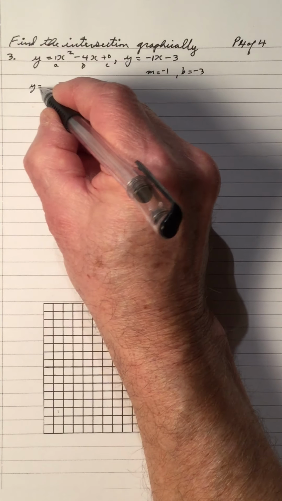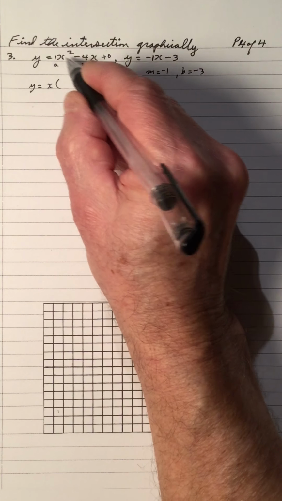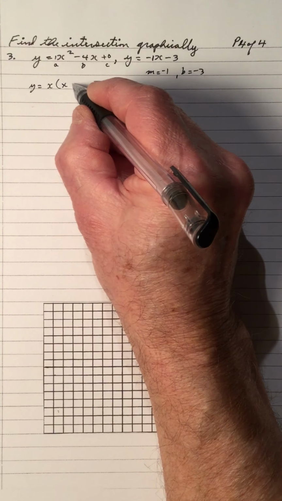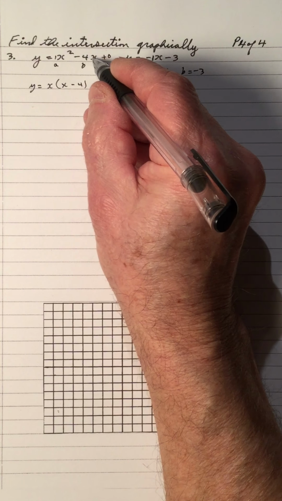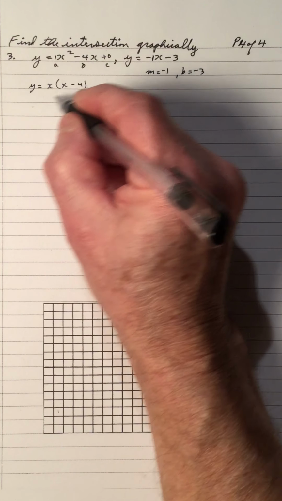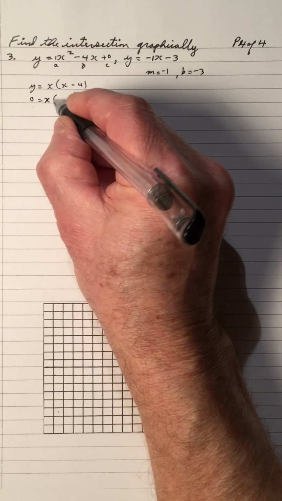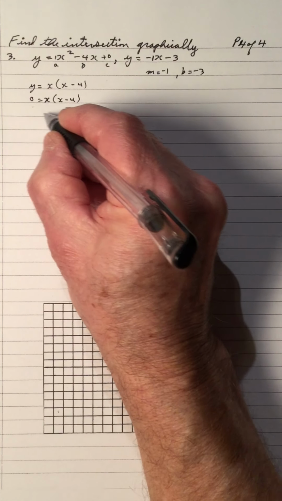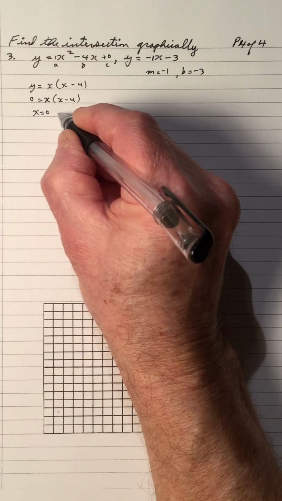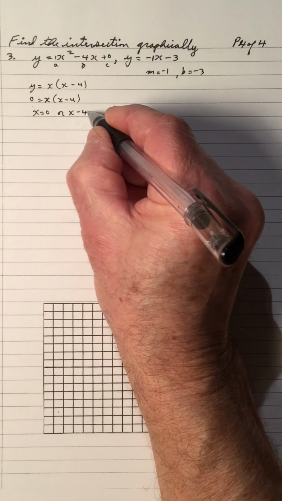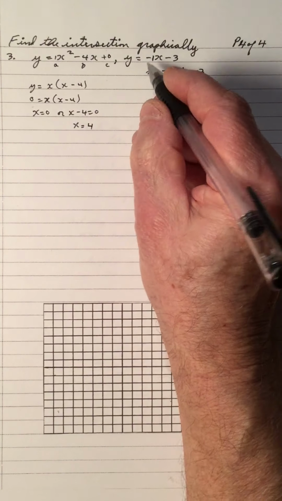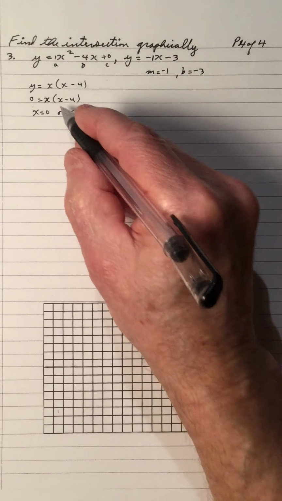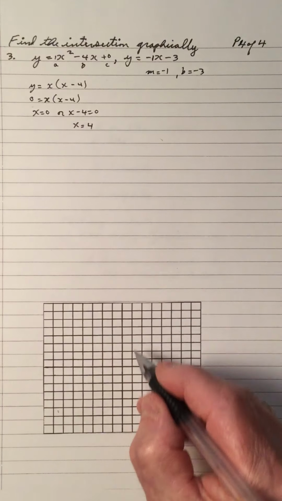So one idea we can do, we can factor this and take x out: x squared divided by x is x, -4x divided by x is -4. If we let y equal 0, we can find our x-intercepts. So x equals 0, or x minus 4 equals 0. So x is 0, or x is 4. That's the x-intercepts.